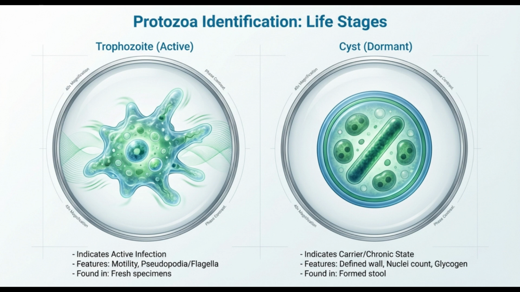Okay, we've nailed the how to process a sample and scan a slide. Now let's get into the what. What are we actually looking for? This brings us to section 3. Identifying parasitic life stages, focusing on protozoa, helminths, and blood parasites.